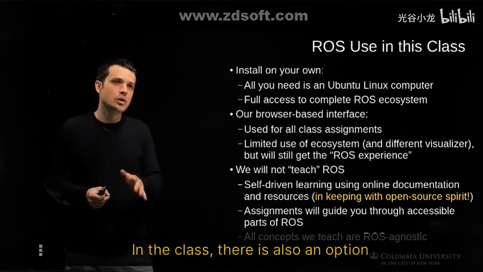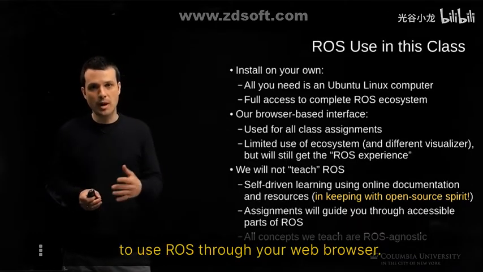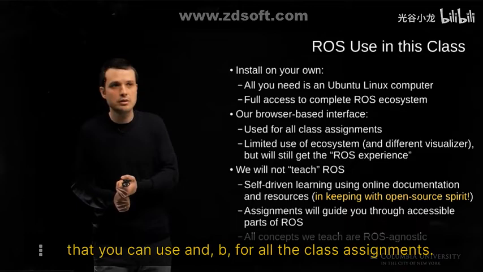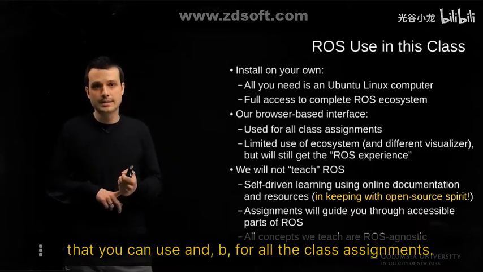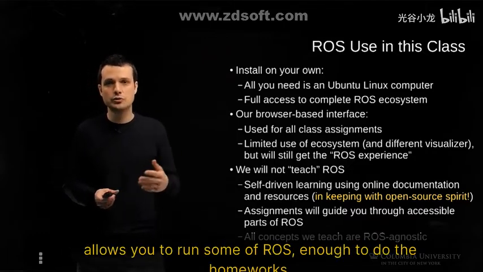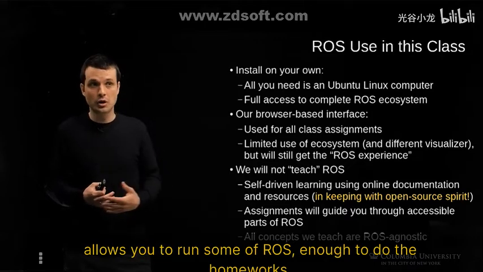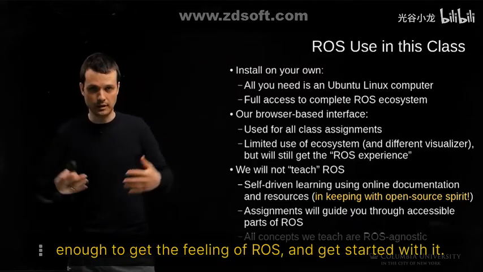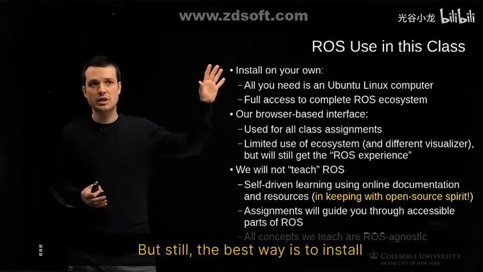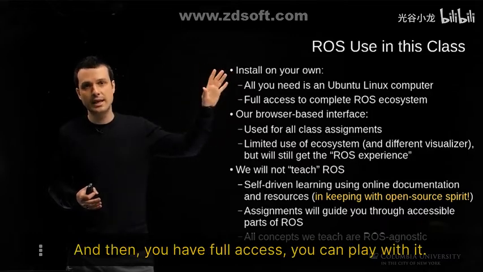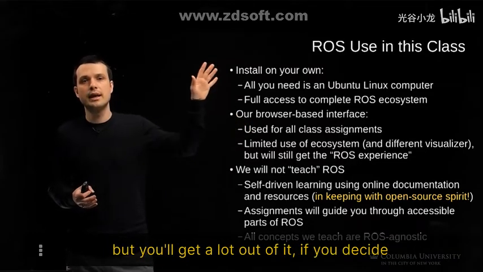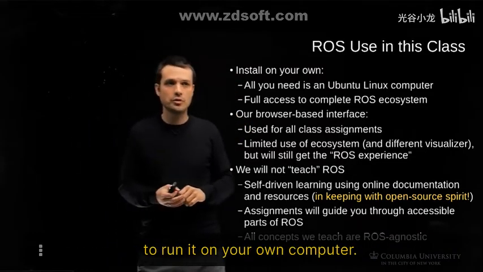In the class, there is also an option to use ROS through your web browser, and that is A, if you don't have access to a Linux computer that you can use, and B, for all the class assignments. All the class assignments will be done through this browser-based interface that allows you to run some of ROS, enough to do the homeworks, enough to get the feeling of ROS and get started with it. But still, the best way is to install ROS on your own computer, and then you have full access. You can play with it. Even if you do that, you still have to do the assignments through the browser-based interface, but you'll get a lot out of it if you decide to run it on your own computer.